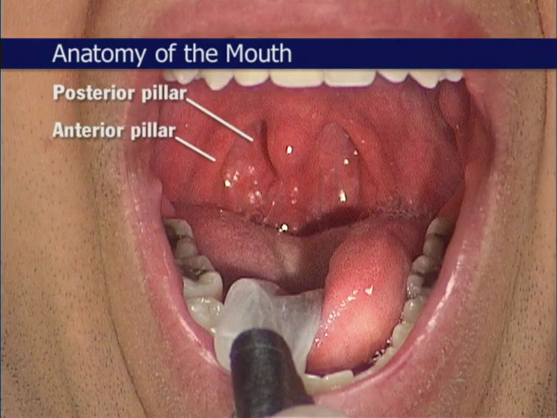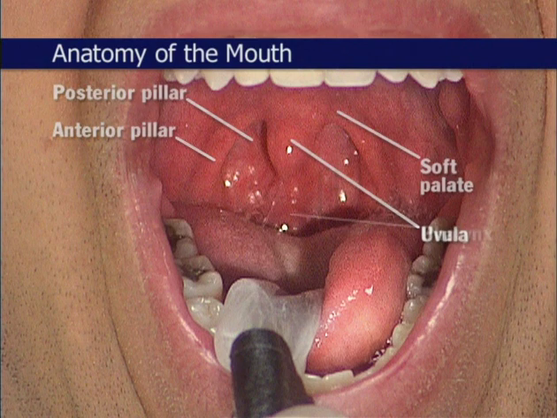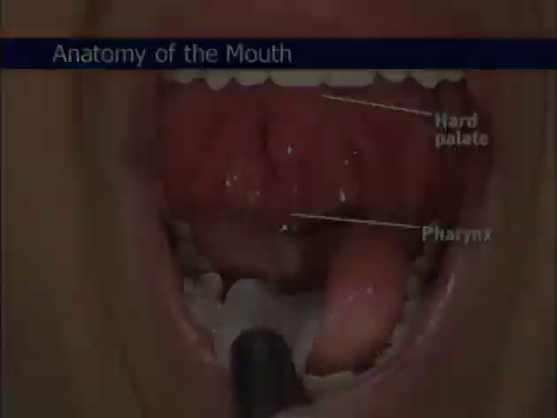Above and behind the tongue, depressed here to facilitate identification, rises an arch formed by the anterior and posterior pillars, soft palate, and uvula. Between the pillars on both sides of the mouth, tonsils can be seen in their fossae or cavities. In adults, the tonsils are often small or absent. Between the soft palate and tongue, the pharynx is visible. The hard palate forms the roof of the mouth.